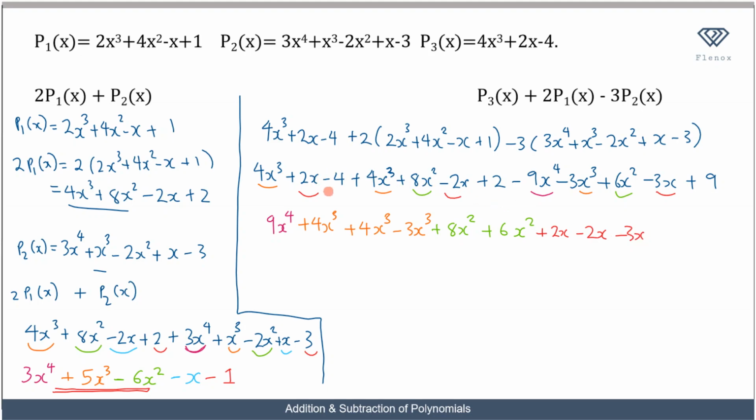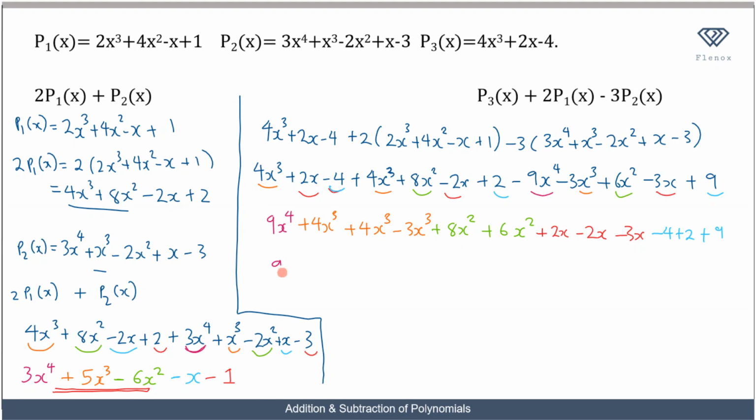And I go to my last term, which is just made up of what? Of minus 4, 2, and 9. So that becomes what? Minus 4 plus 2 plus 9. So I simplify. So this gives me what?